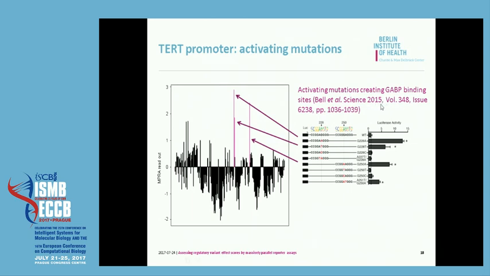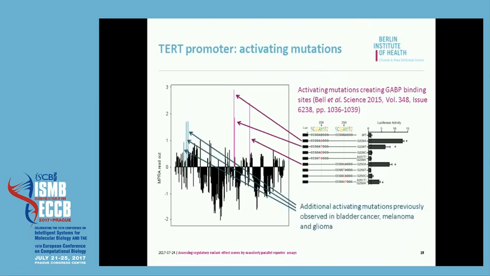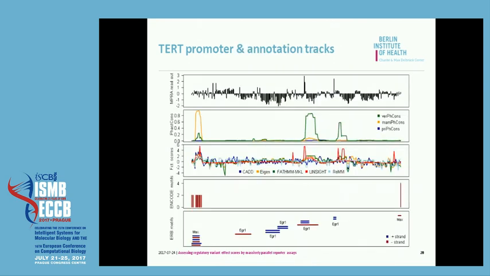So this is from a study in 2015 where those mutations have already been studied and where people could show that they are generating new GABP binding sites, and that's how they are creating this activating effect on the TERT promoter. We're also finding these other 3 activating mutations here, which also have been previously described in 3 different kinds of cancers. So we think we have a very nice data set here. And again, you can see those activating mutations that we've seen before.